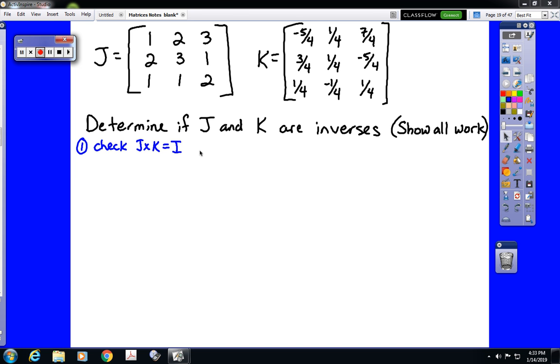This video is going to show an example for determine if these two matrices are inverses, where the two matrices are 3 by 3 matrices. So here we have matrix J and matrix K. We're checking to see if they are inverses.